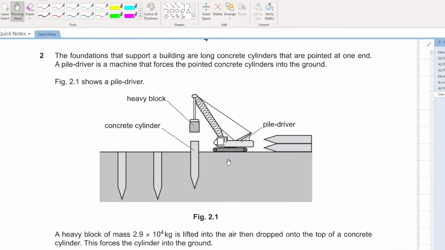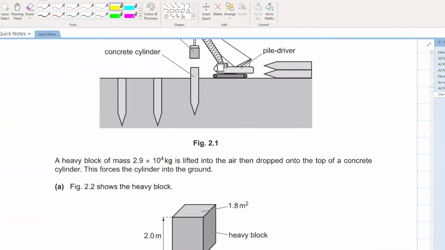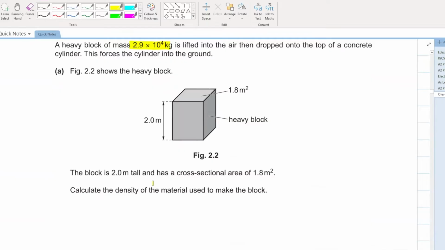Perfect. Let's mark some important points. You have the mass as 2.9 into 10 raised to the power of 4. This is how the heavy blocks look. The heavy block is 2 meters tall and has a cross-sectional area of this. Perfect. Calculate the density of the material used to make the block.